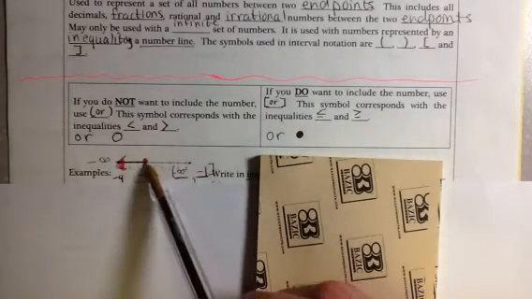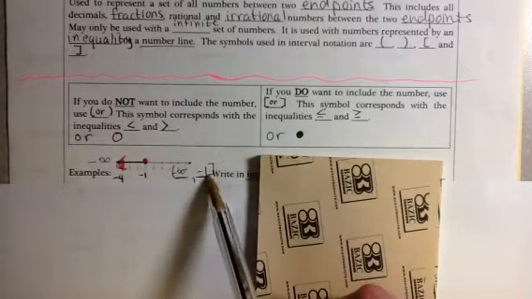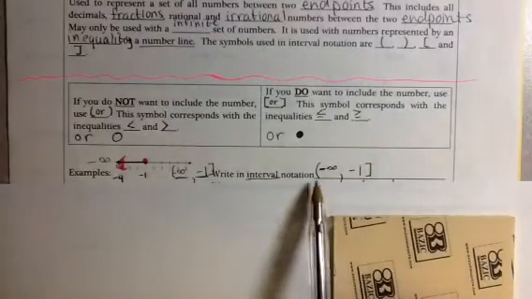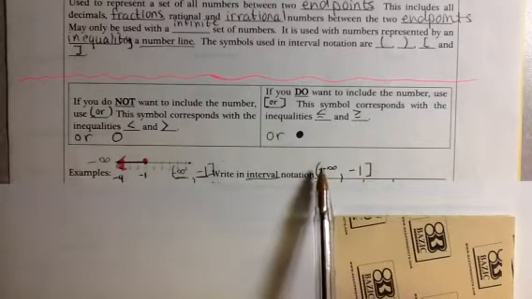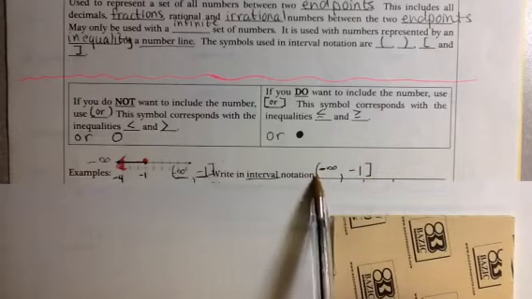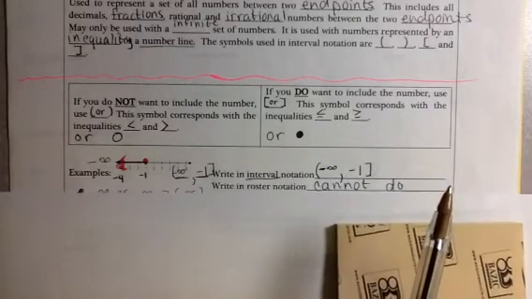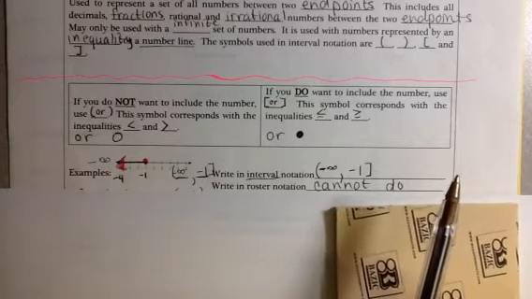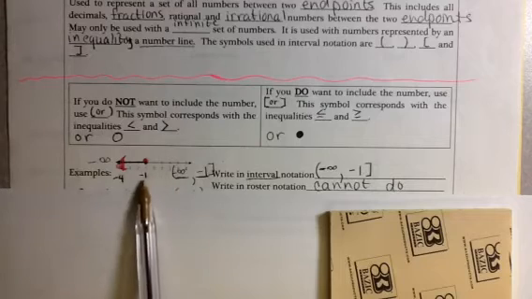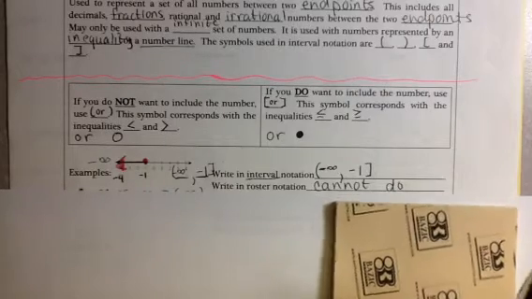And then the highest number goes to -1. Now because this is a closed circle, we have to use a bracket. If it was an open circle, we would use a parenthesis. So here it is, written over here, maybe a little easier to see. The highest number is -1, and it includes -1, and it goes off into negative infinity. All right, let's write it in roster. If you try to write it in roster notation, you can't do that because we would have to list everything. We'd have to list the -1.5, -2.5, -2.67, and so on. So roster notation you cannot do.